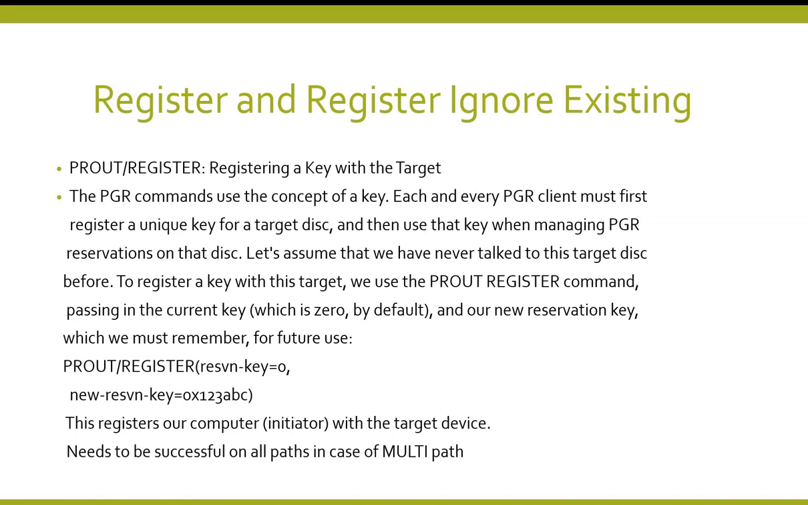Now in multipath, if you have four paths going to the target, the register has to be successful down all paths. Later when you reserve, it only has to be successful down one path, since the key has already been registered. But the registration has to be successful down all paths, so the array or the LUN knows that each initiator has registered that specific key. Otherwise, the reservations won't work properly.